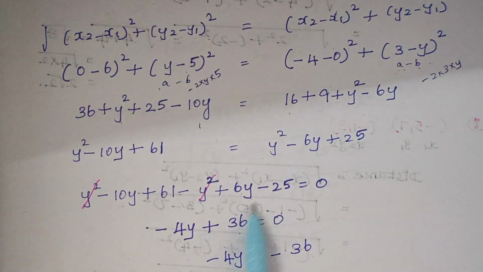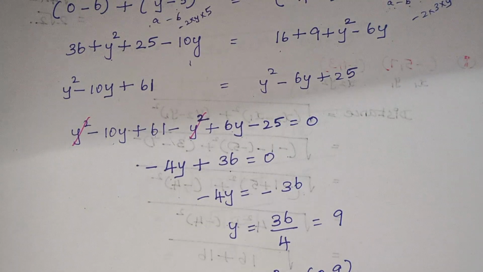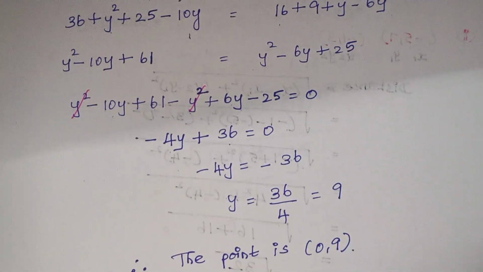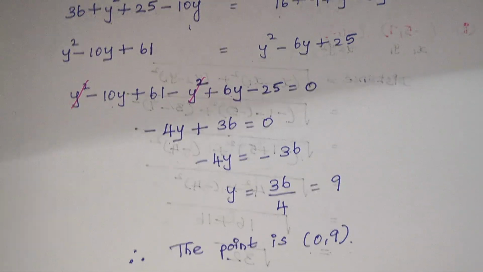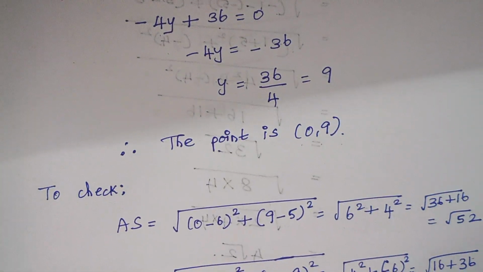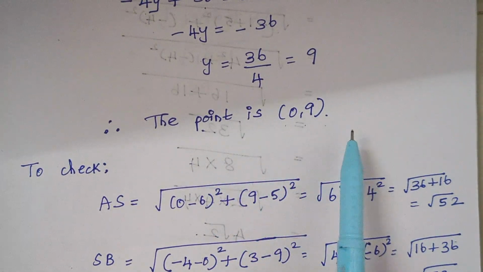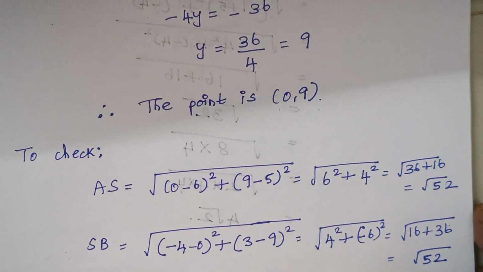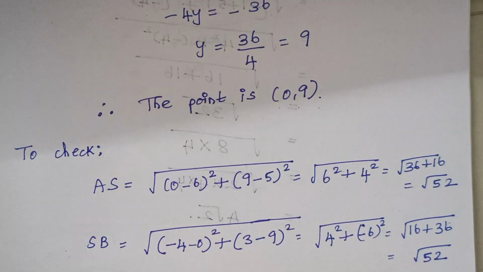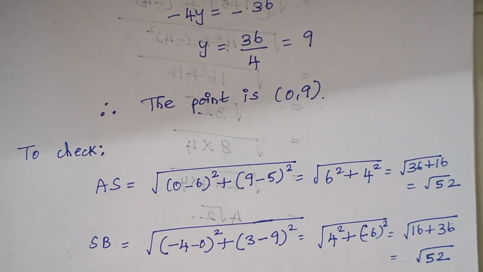I am moving this plus 36 to the right hand side. So what about y? y is nothing but 36 by 4 which is 9. So here the point is 0, 9. Right. If you want to check, you can check again by substituting the terms. So in the place of 0, y, you can make use of 0, 9 and once you find again the distance between AS and SB, you see both give the same answer, root of 52. Therefore, the answer we got is 100% correct.